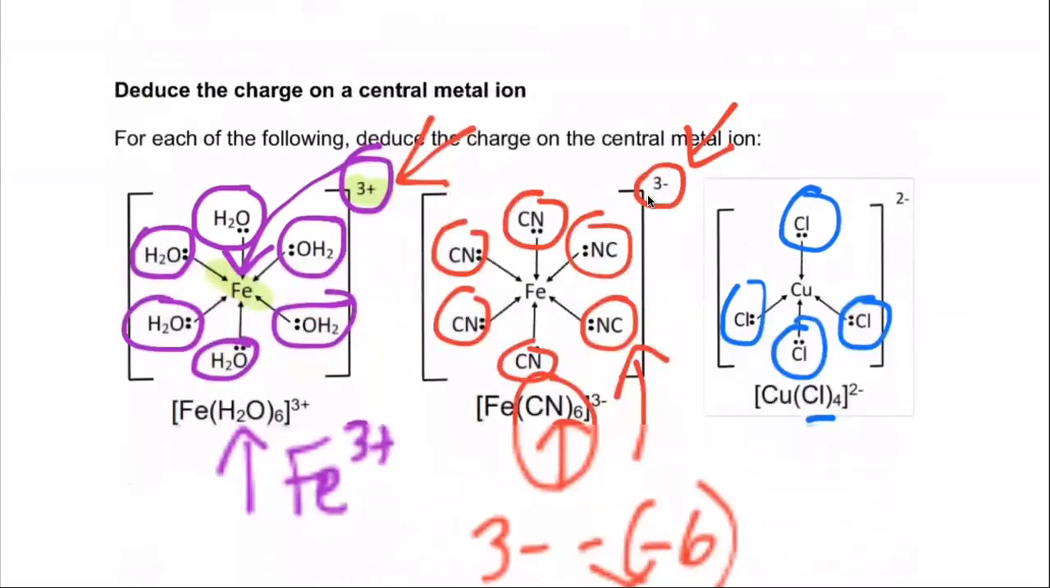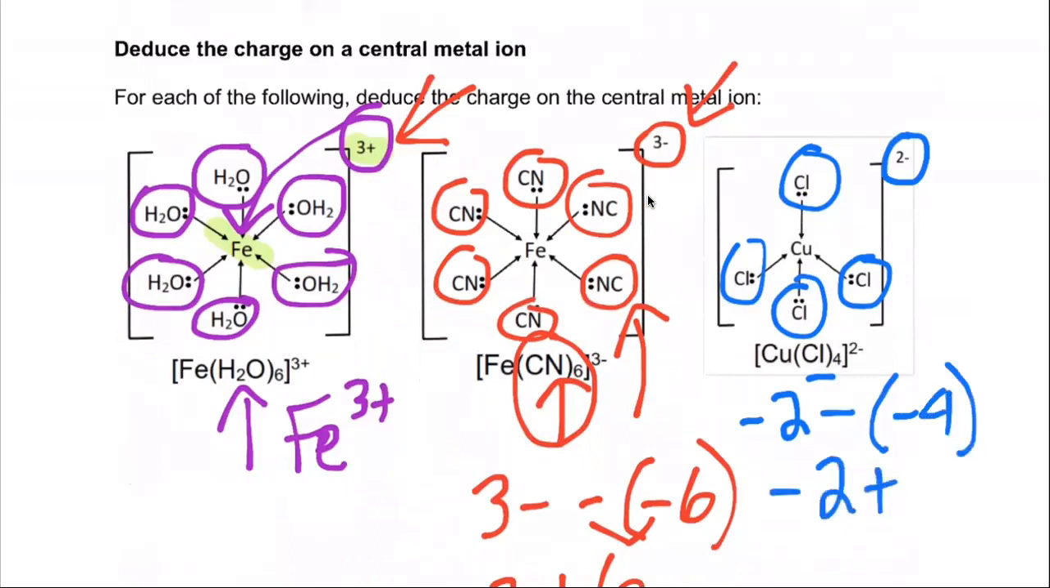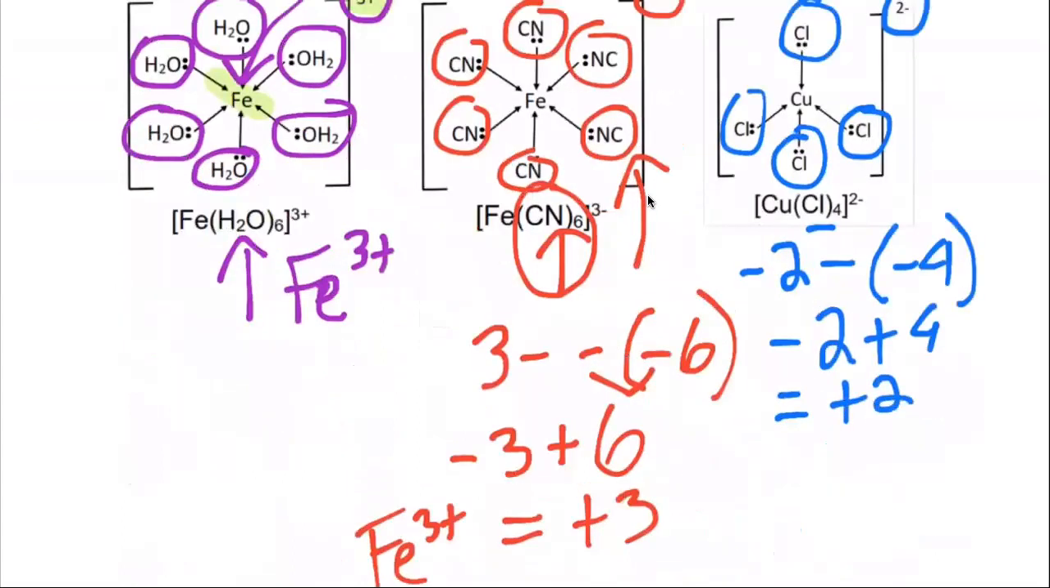And so in order to figure this one out, I would look at the whole charge and say, okay, I have -2 minus -4, because there are 4 chloride ions. So it becomes -2 plus 4. And that means it's a positive 2. And that means on this one, the copper would be 2 plus.